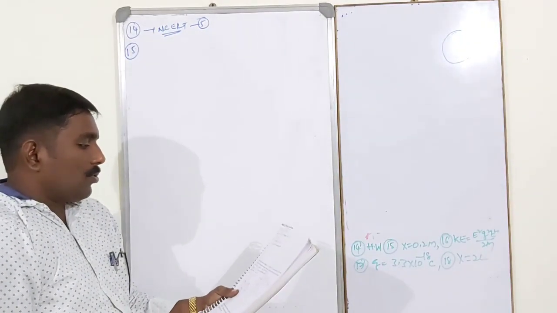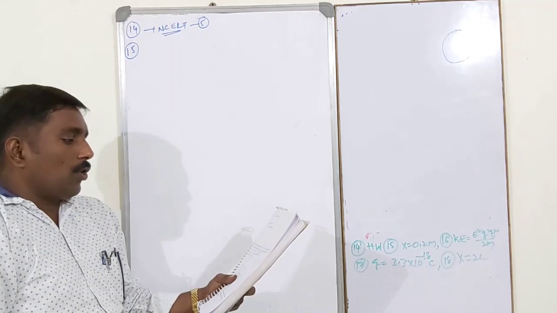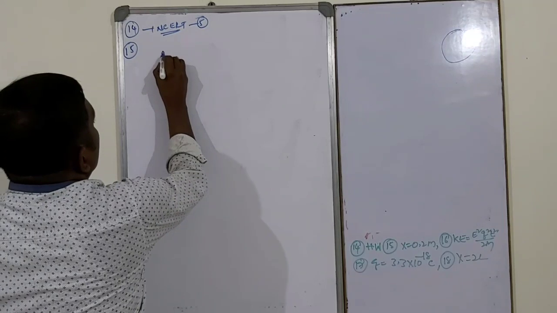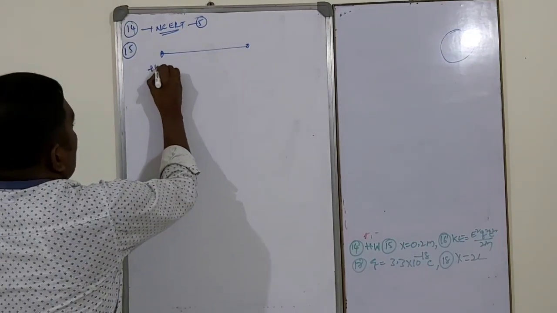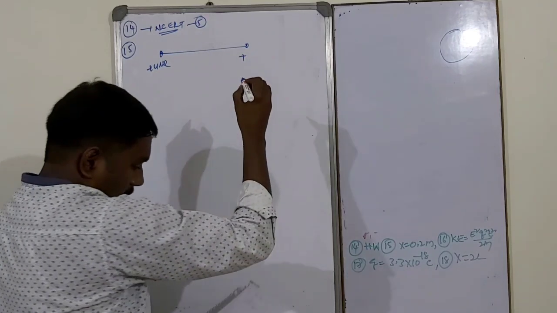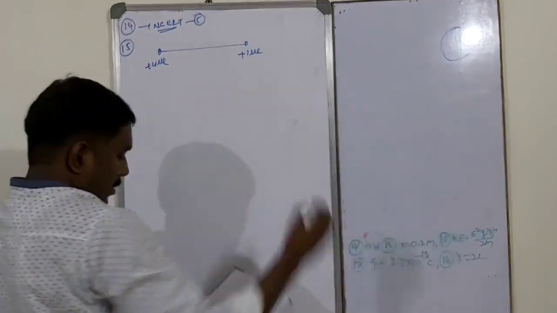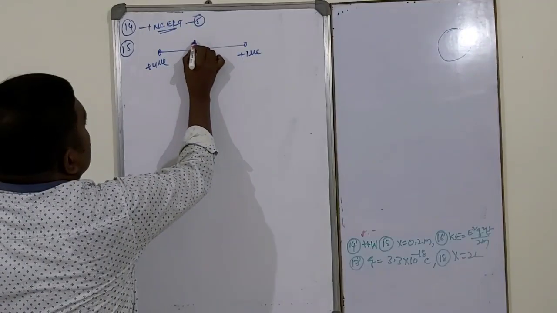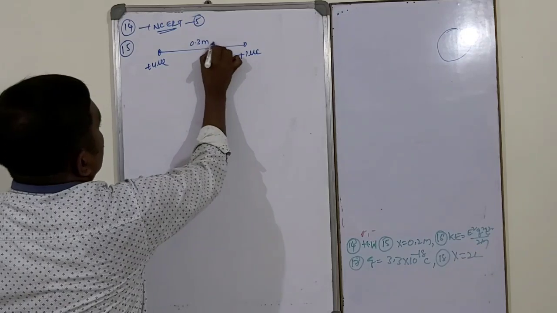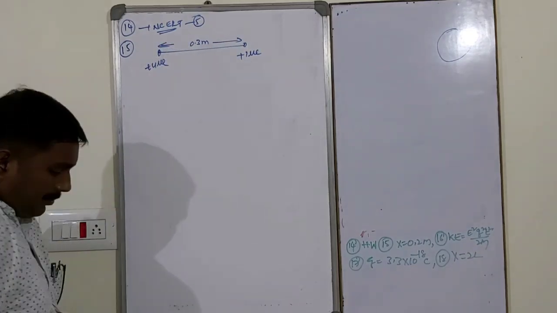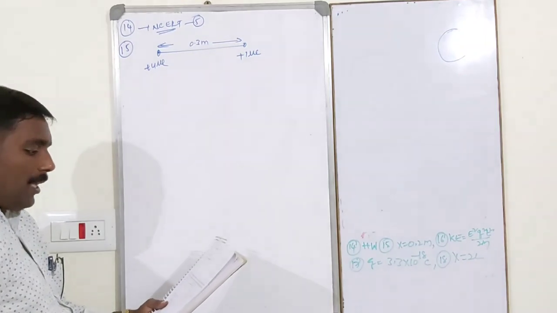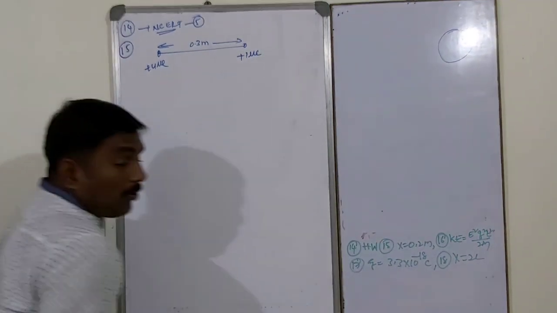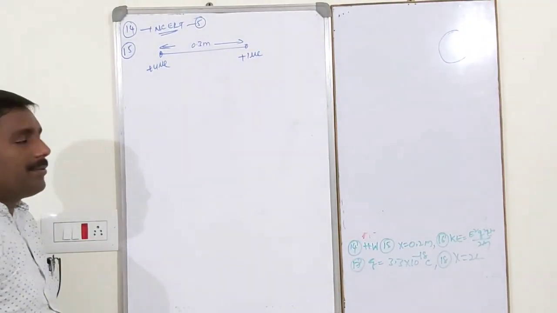Next, let us see the 15th. Two fixed point charges, +4 microcoulomb and +1 microcoulomb, are separated by 30 cm in air. 30 cm means 0.3 meter. Find the position between them at which the resultant electric field is 0.